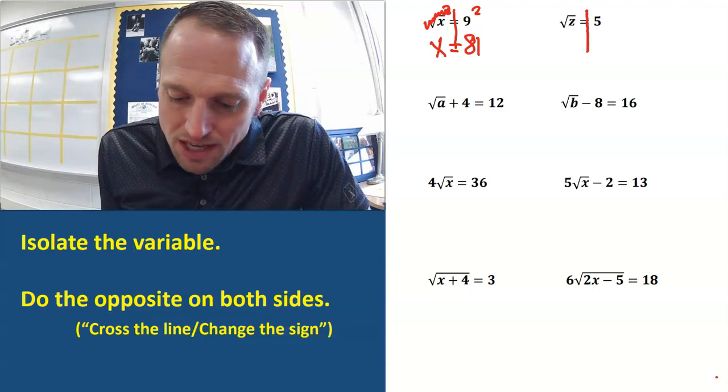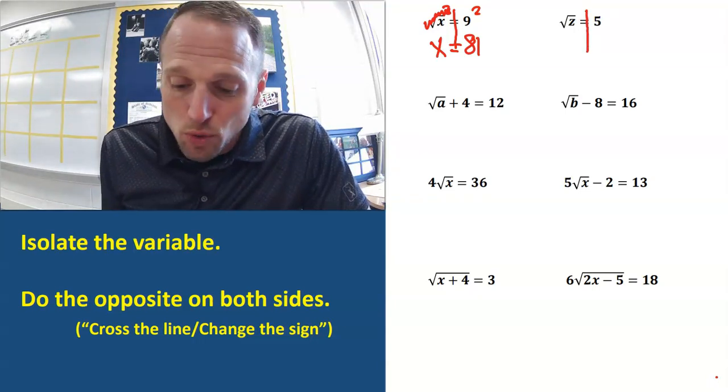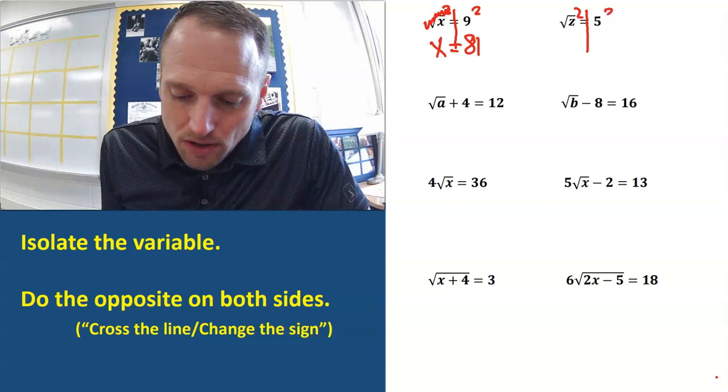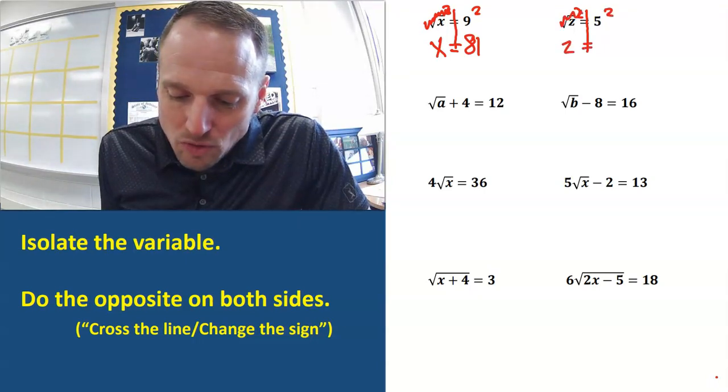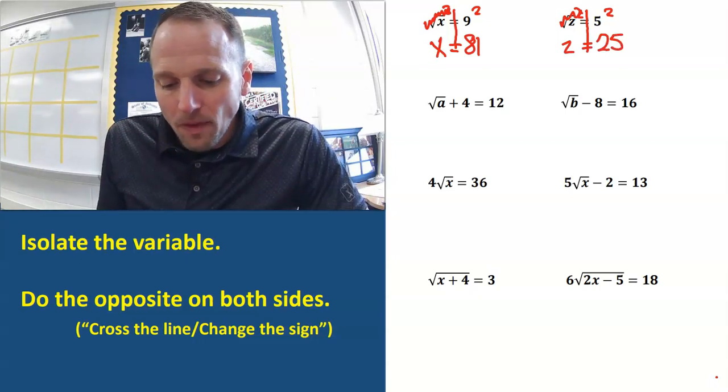The square root of z is 5. How do you get rid of a square root? Well, you have to square it. So this is going to be z equals 25. Z equals 25. Okay, next one.